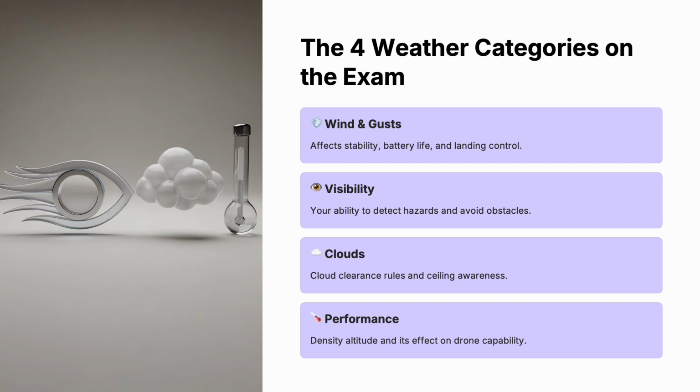Let's break down weather into the 4 categories the exam actually tests. Wind and gusts. This affects your drone stability, its battery life, and your landing control. Visibility. Your ability to detect hazards and avoid obstacles in real time. Clouds. The cloud clearance rules and your awareness of the ceiling above you. And performance, specifically density altitude, and how it affects what your drone is actually capable of doing in the air. Keep these 4 buckets in mind as we go deeper into each one.